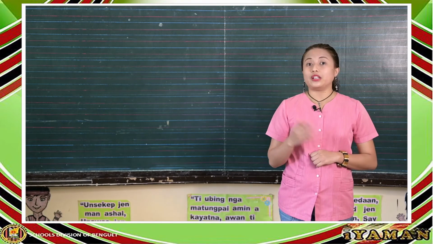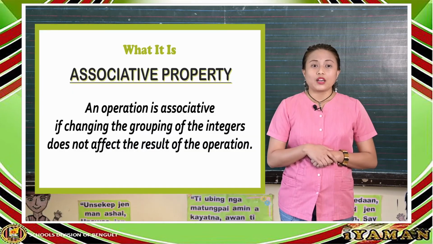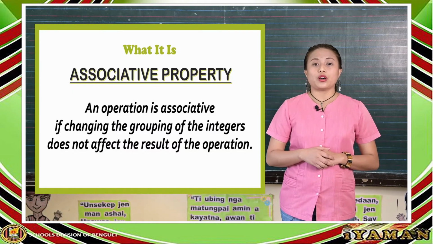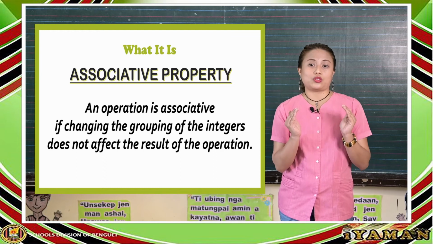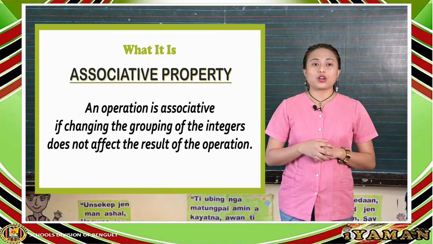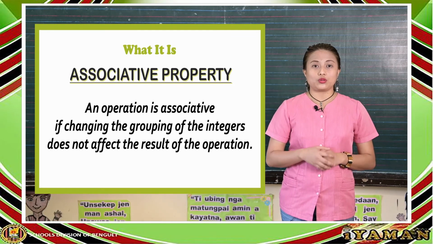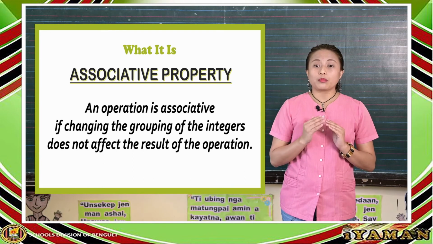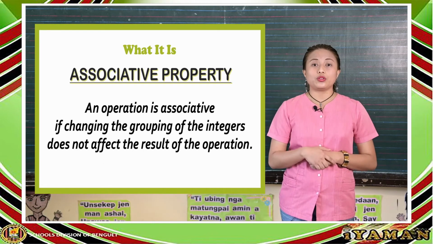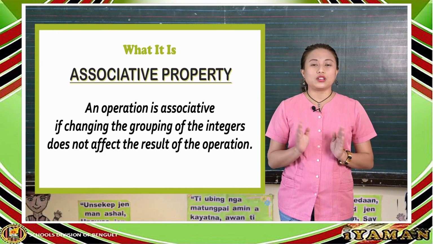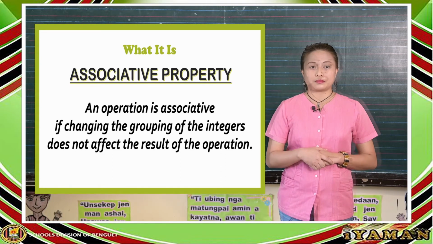Let's move on to the next property. The associative property is about the grouping symbols that you use in equations. The most common grouping symbol that you can use is the parenthesis, but brackets and braces are also used, especially when too many numbers have to be grouped together.